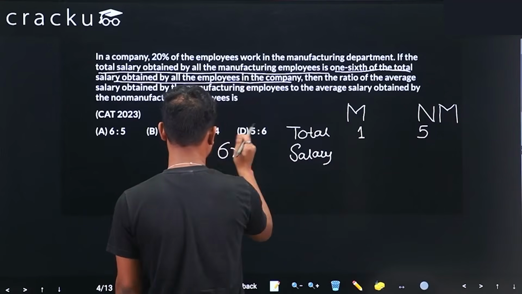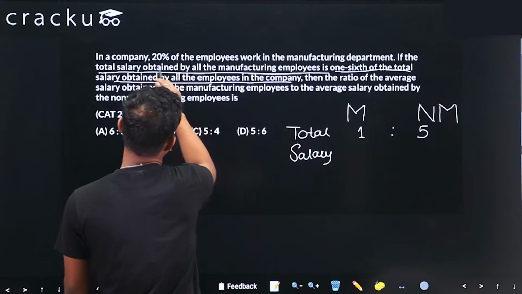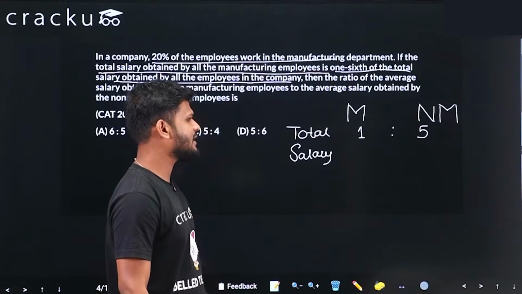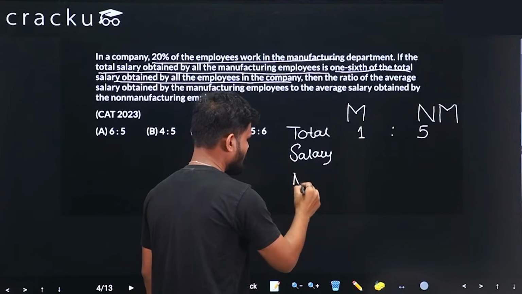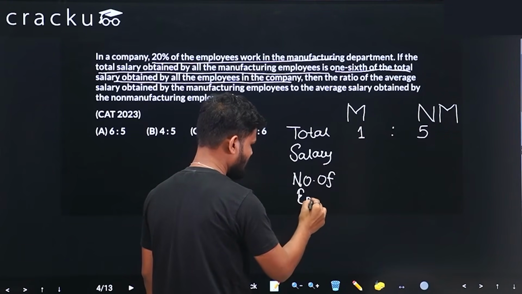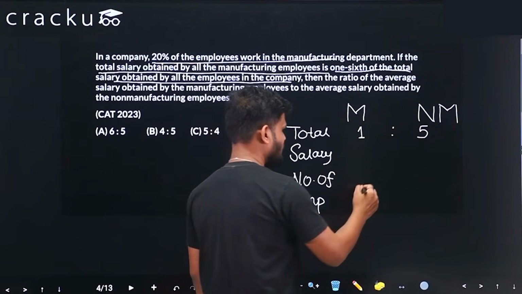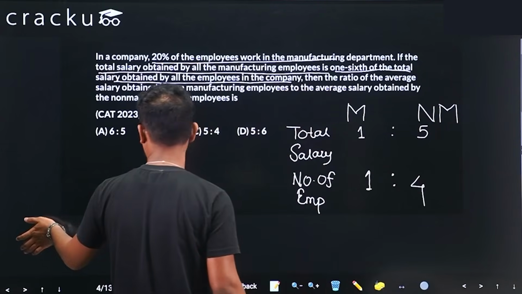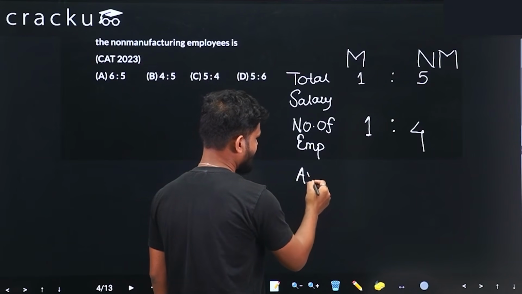Now, it is given that 20% of the employees work in manufacturing, so the remaining 80% work in non-manufacturing. So the ratio of the number of employees for both departments is 20% to 80%, which is 1 to 4. Now we know the total salary and we know the number of employees. So what will be the average salary?